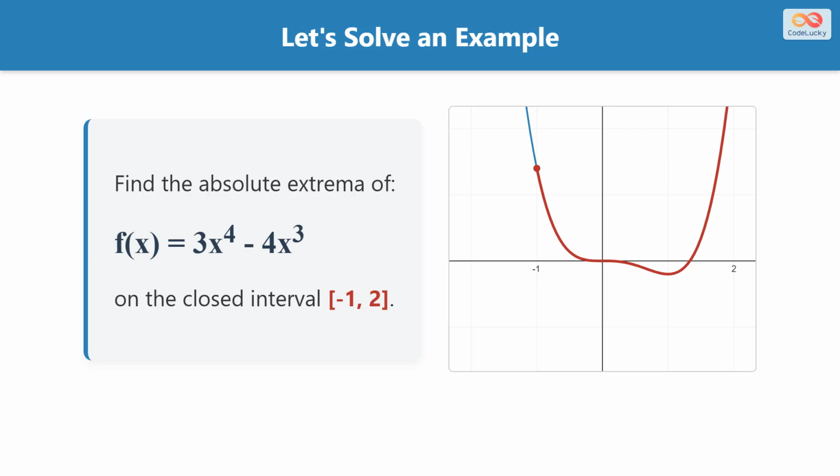Let's try a problem. We need to find the absolute extrema of the function f of x equals 3x to the 4th power minus 4x cubed. We are looking on the closed interval from -1 to 2. You can see the graph here, but we will solve this algebraically to be precise.